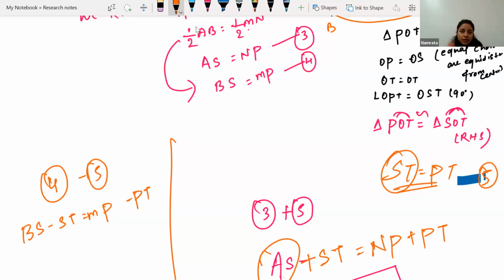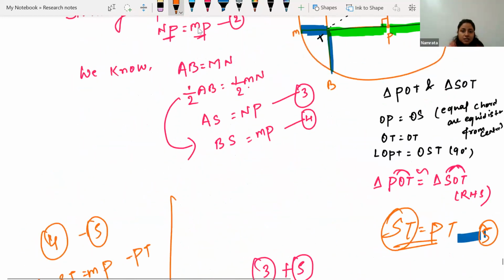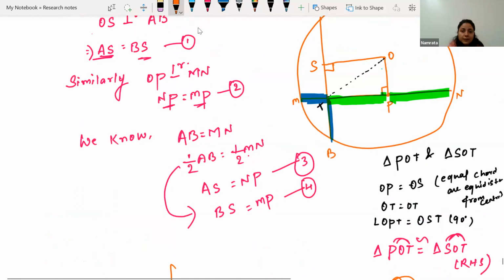Let's see what we are getting. BS minus ST. Can you see it? BS minus ST. It is BT, right? BS minus ST is BT, right? BS is the total minus ST. This one minus we have to do. So it is BT, right? Yes, ma'am. So we will be writing BT over there.